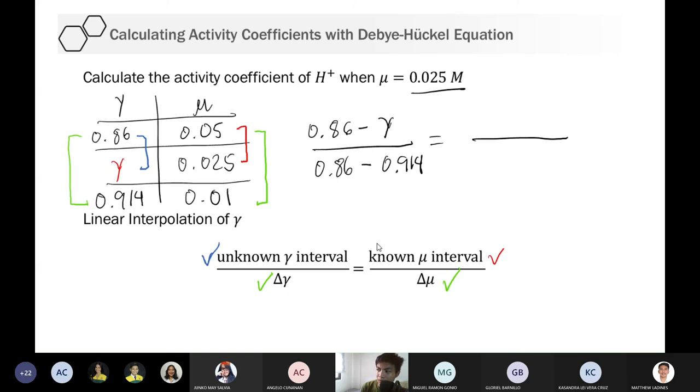But this one, unknown mu interval, ito yung red, no? So 0.05 minus 0.025. How about yung delta mu? So first row minus the last row. So now you can solve for mu using shift solve.